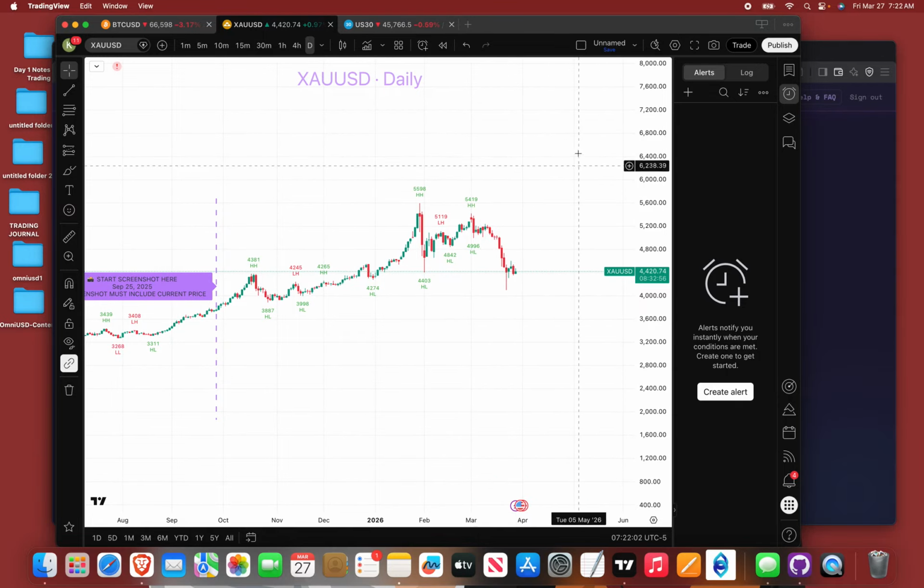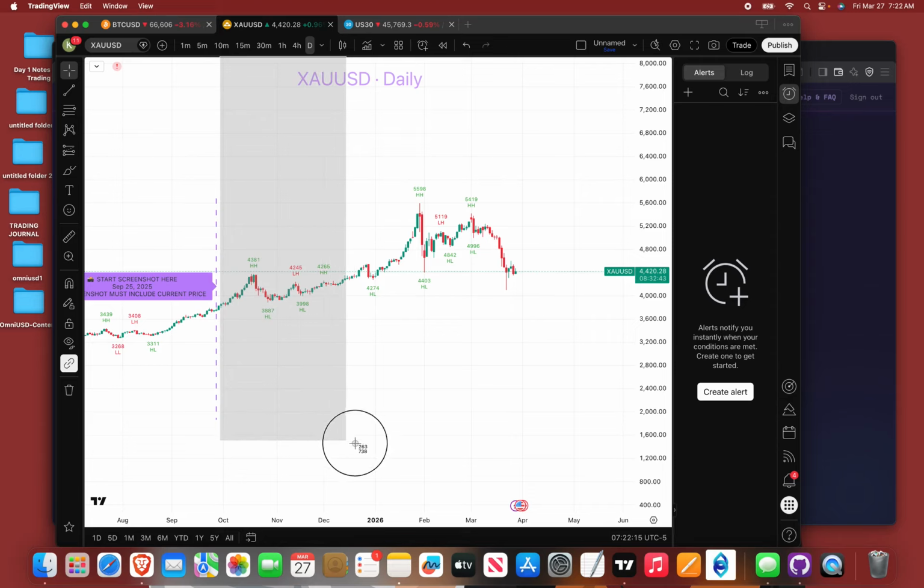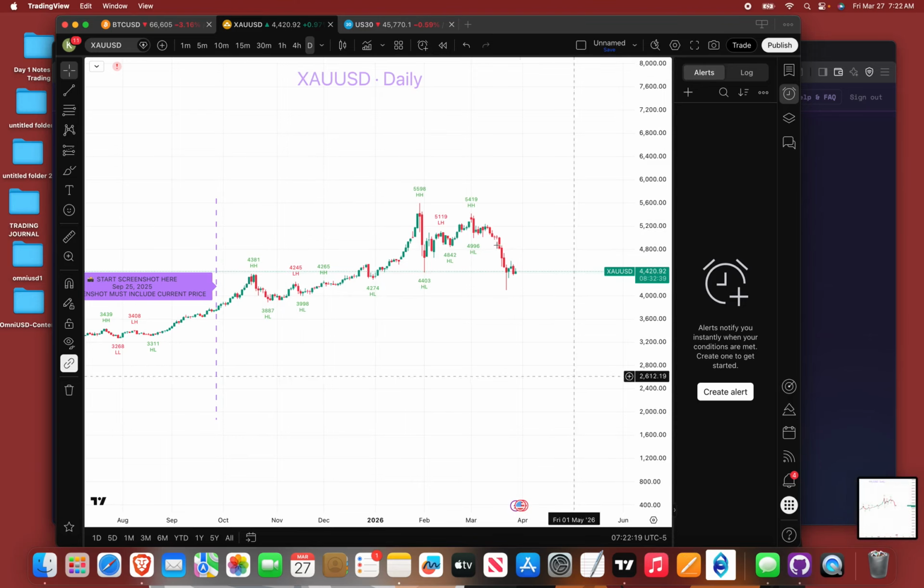You want to make sure this is not in your screenshot, because it shows this little price right here at the left. So you want to bring that up, get that out of the way, and then you do your screenshot, right? You're going to start from here and go all the way right here. That's the first screenshot.